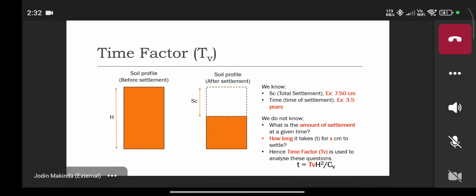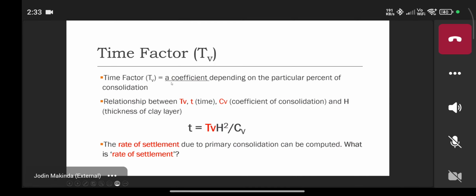Therefore, to solve this issue of the things that we do not know, we introduce the time factor or TV. TV is a constant that we use to study the amount of settlement over a given time and the amount of time over a given amount of settlement. So we call it time factor. Symbol given is TV. Now, what is TV?